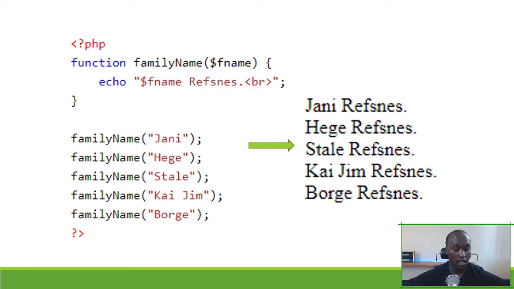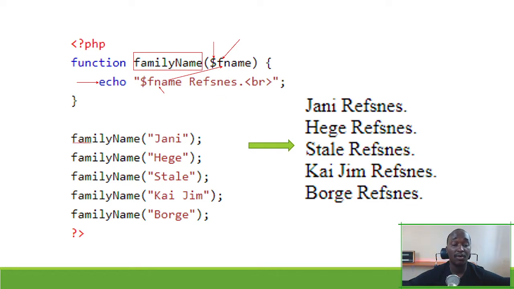So let's have a look at this function. This function is called family name, and it receives one argument. So you can see that an argument is simply a variable. We just define it using the $ sign, then the name of that particular argument. So it's just a variable. So we are creating a variable here called fname. Then inside the function, we print fname. It's the parameter we've declared here. So we print it.